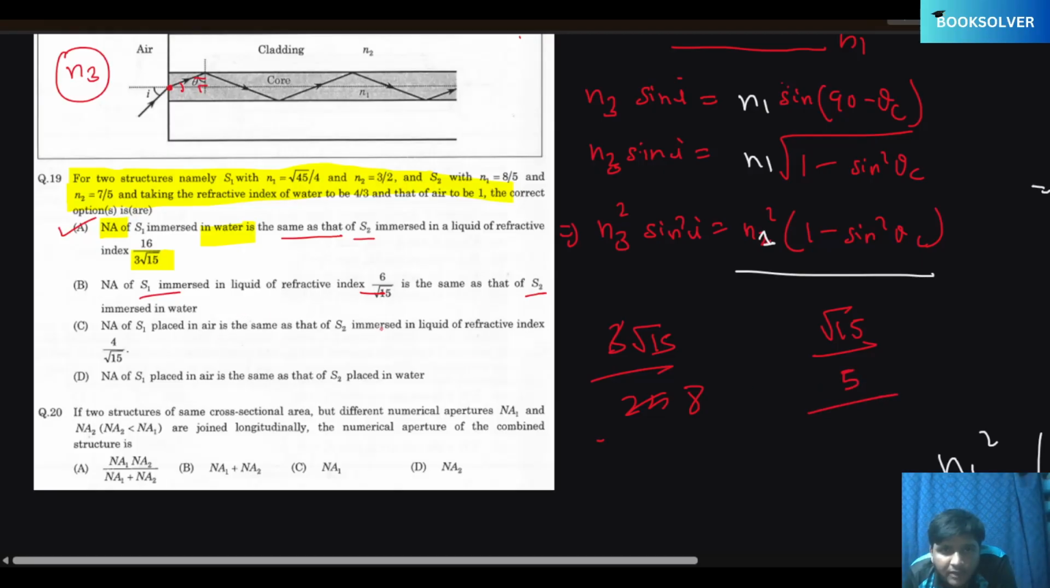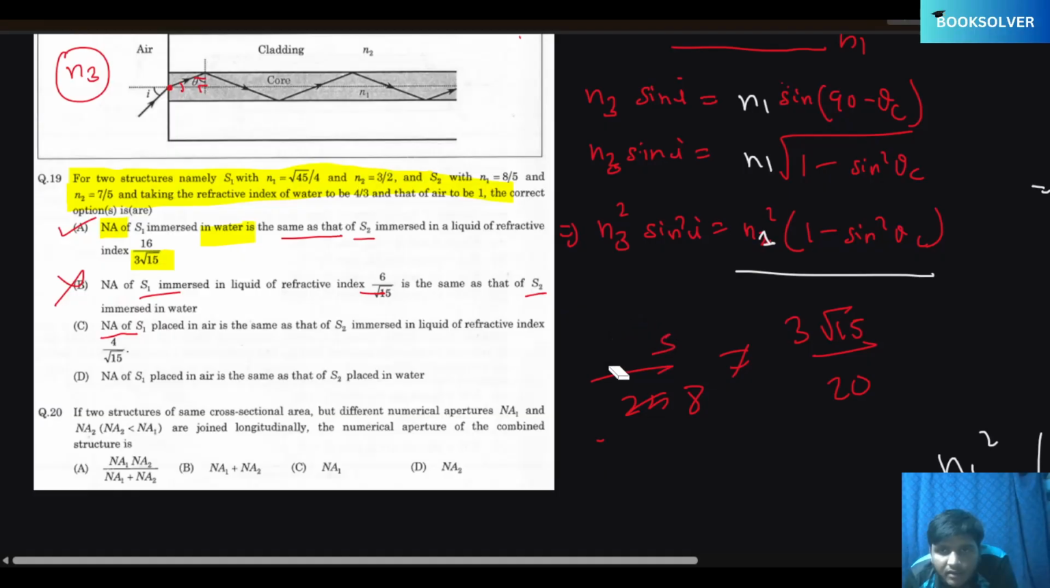And dividing it with its medium, it is in water, so 4. So basically 3 root 15 by 20. So here you can see that it is not coming equal, which means they are not the same. So option B is incorrect here.